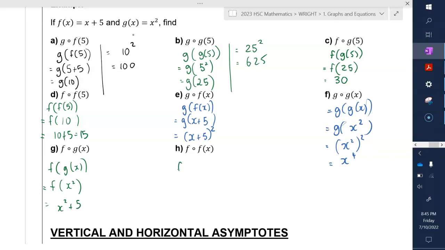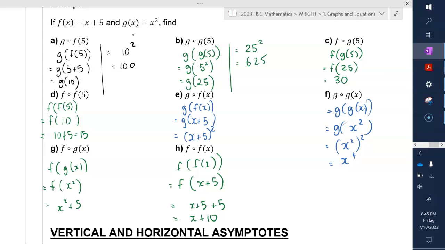Lucky last, f of f of x. F of x is x plus 5. So wherever we had an x in our f of x, we're now going to pop in an x plus 5. So f of x plus 5 is x plus 5 plus 5. So it's x plus 10.